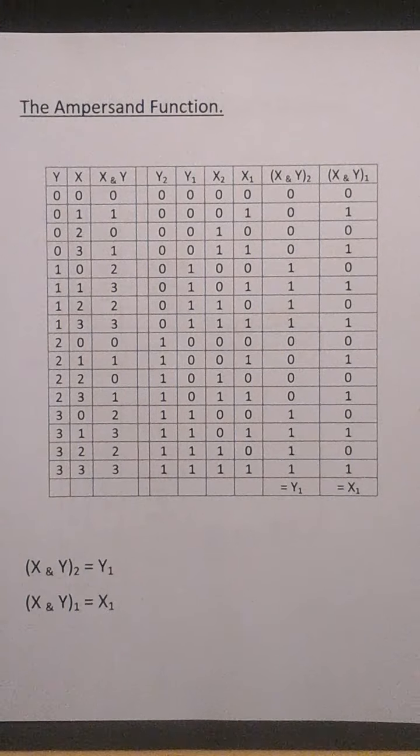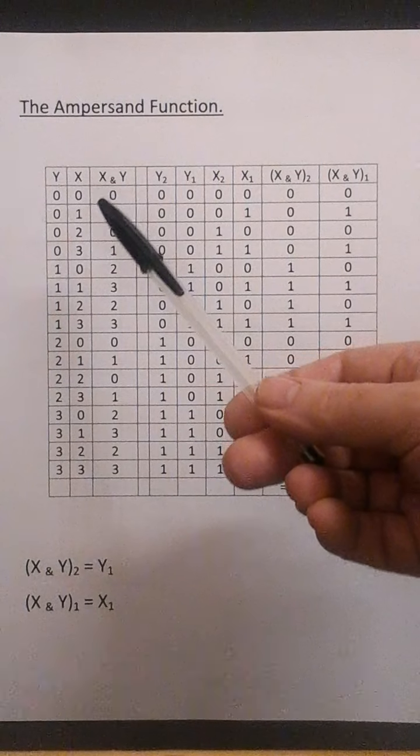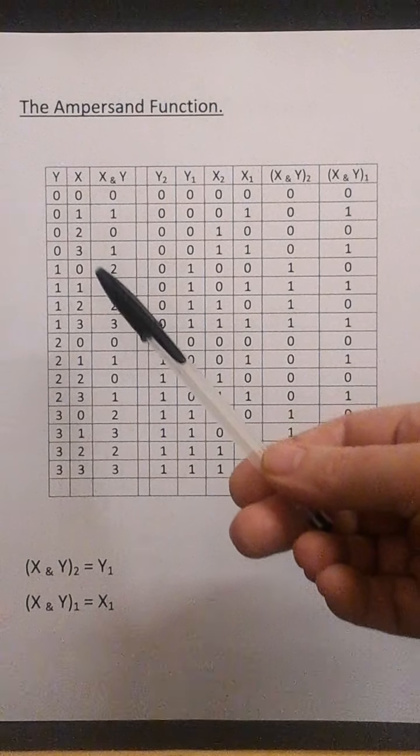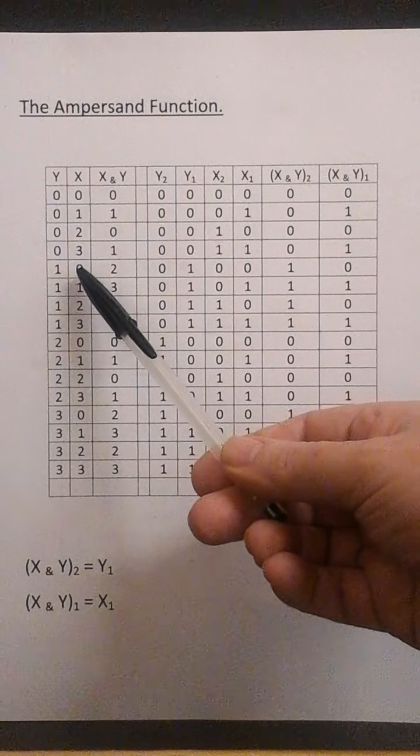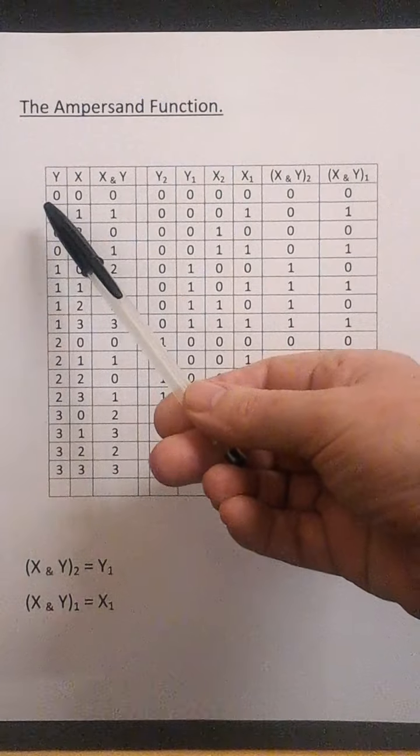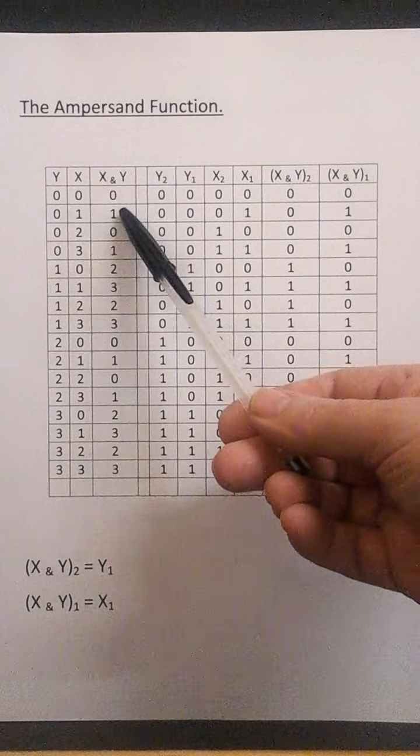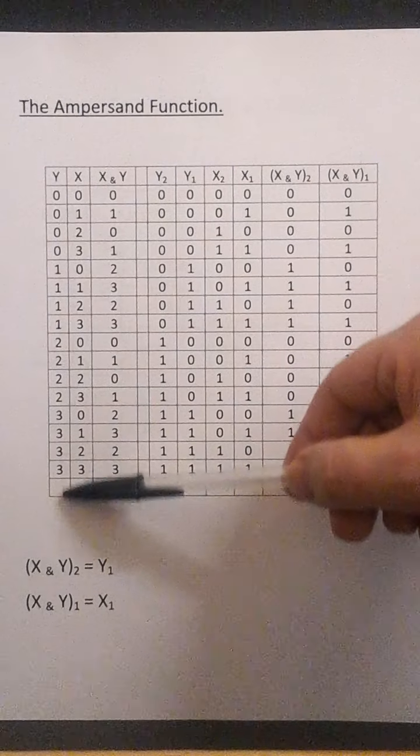So this is the ampersand function. It's a 2-input function only, and it's non-commutative, which means that x ampersand y is not the same as y ampersand x. For example, y equals 1 and x equals 0 is a 2, but y equals 0 and x equals 1 is a 1. So it matters which input is x and which input is y.